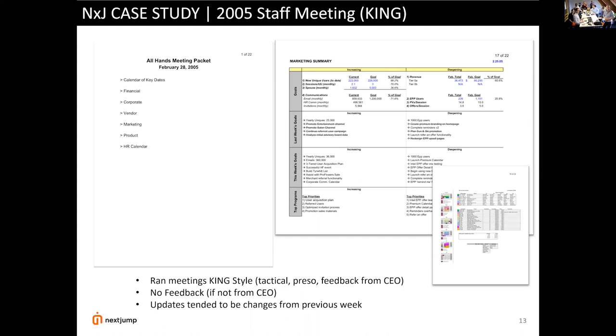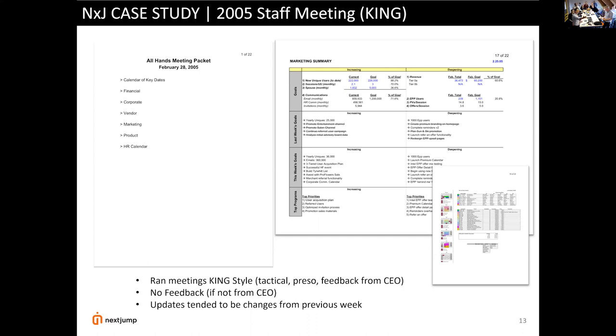I think that will help. So this is how we used to run our meeting. This is our staff meeting from 2005, so 15 years ago. We'd have calendar key dates, and some of you may recognize our versions of the departments. The CFO would get up, the person running corporate, the vendor team, the marketing team, the product team.